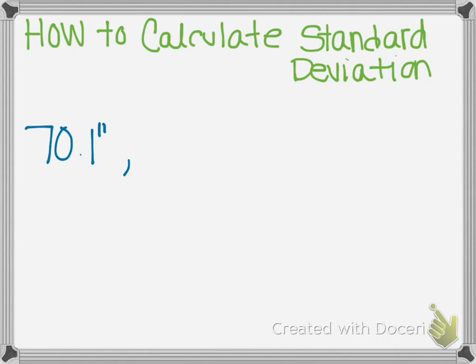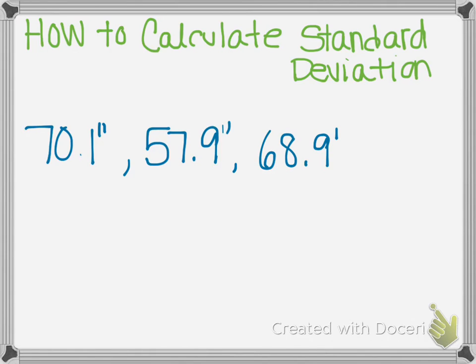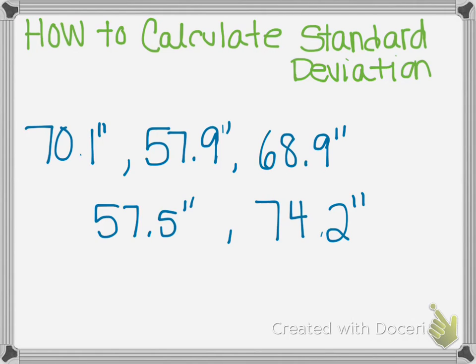Then we have the Camry, which is 57.9 inches. Then we have the Sienna, which is 68.9 inches. We have the Yaris, which is 57.5 inches. And then we have the 4Runner, which is 74.2 inches high.